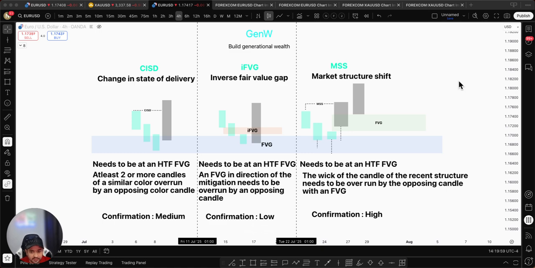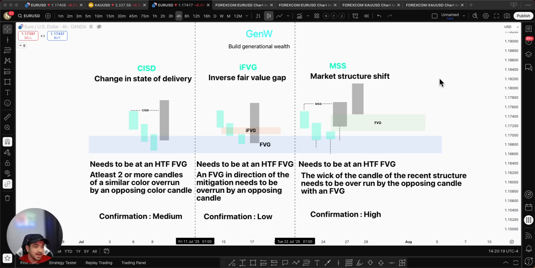So this video is about different entry models that I use. There are namely three of them. The first one is CISD, the second one is iFVG, and the third one is MSS, which is the market structure shift. Let's go through them one by one. Just listen to this video very carefully, watch it till the end so that you understand how and when to use these entry models. So the first entry model is CISD.